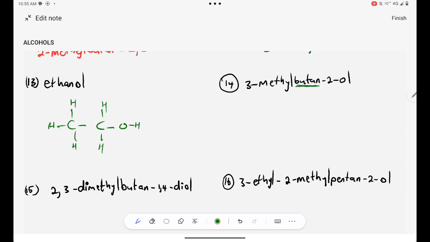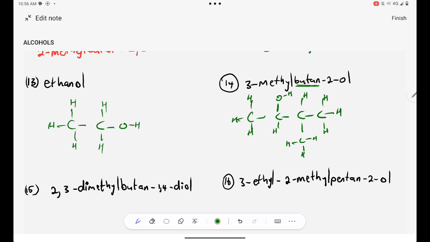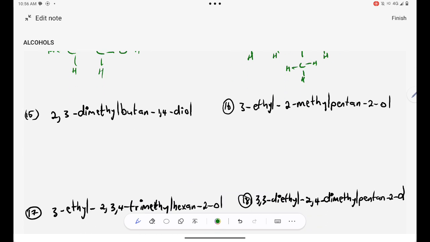Okay, and then 14, I have 3-methyl butan-2-ol. This over here tells me about the number of carbons on my parent chain. Are we together? Since the prefix for the alcohol is butane, that means my alcohol has 4 carbons. And at carbon number 2, I simply have an OH like that. And then at carbon number 3, I simply have a side chain, which is methyl. All you have to do is write your hydrogens. Then your structure would be like this.